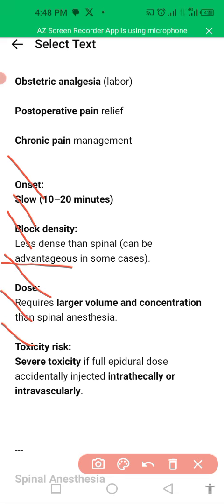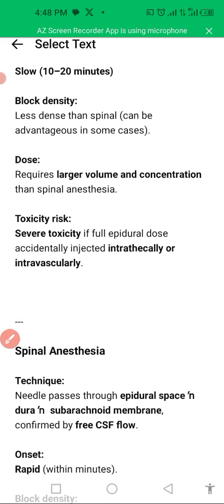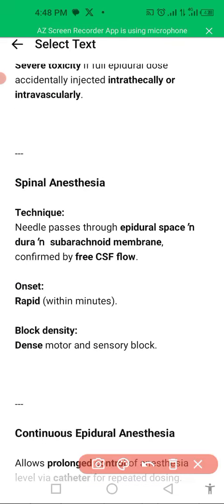Toxicity risk is more. Severe toxicity can occur if a full epidural dose is accidentally injected intrathecally or intravascularly. So this has to be ruled out. In the spinal anesthesia technique, the needle should pass through the epidural space and then into the subarachnoid space, for free flow of CSF, where we have to inject the dosage.